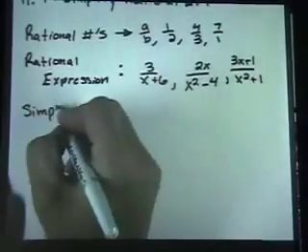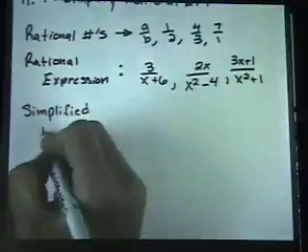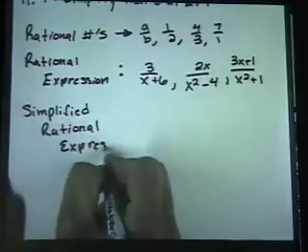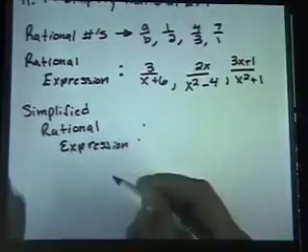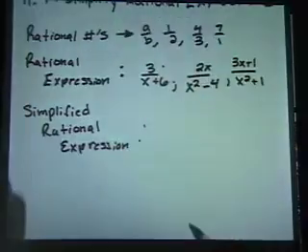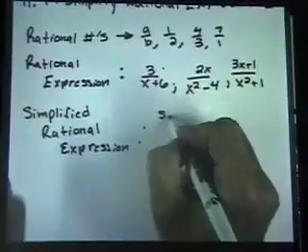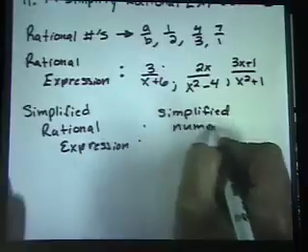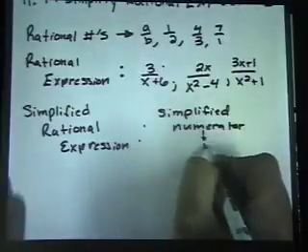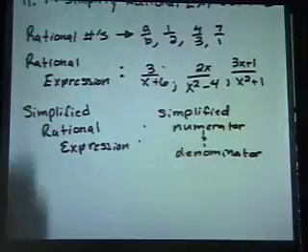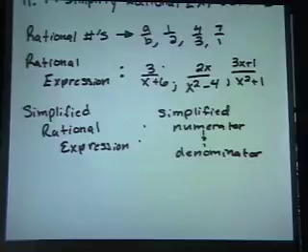So an example of a simplified rational expression would be a rational expression where the numerator and the denominator are both simplified. So, simplified numerator and denominator. And that's what we're doing in 11.4. We're just simplifying the numerator, simplifying the denominator, then writing our rational expression.